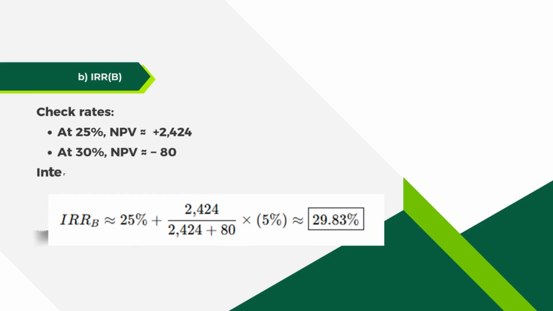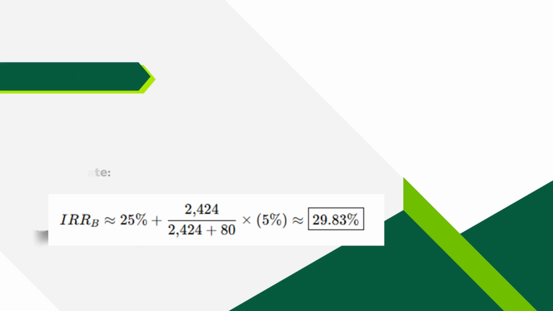B, IRR B: check rates. At 25%, NPV approximately plus 2,424. At 30%, NPV approximately minus 80. Interpolate: IRR equals 25% plus 2,424 divided by 2,424 plus 80, times 5%. IRR equals 29.83%.